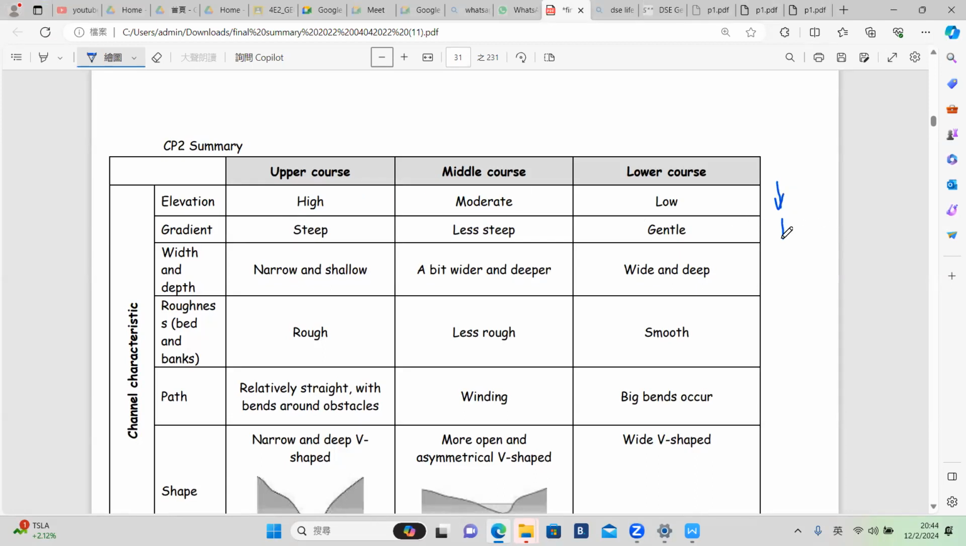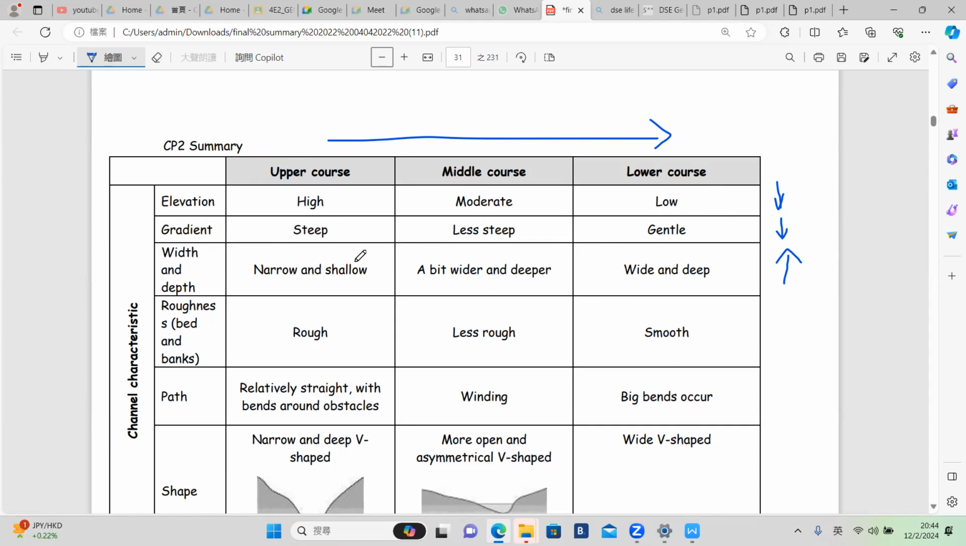Also, the gradient is decreasing. You may find in the lower course there's a gentle relief, a delta. Then for the width and the depth, it is increasing from the upper course to the lower course. Why? Because the upper course does not really have a lot of water, so the width is narrow and the depth is shallow.